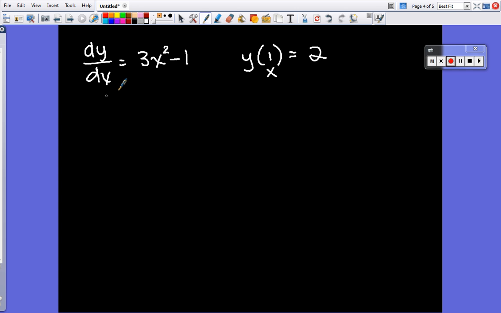Well, we've already gone through, and I won't do it again, finding the general solution of the differential equation, and we found that it was x cubed minus x plus c. In order to find the actual or particular solution to this given specific condition, this initial condition, we now have to substitute in 1 for x and 2 for y and solve for c. So let's see what happens when we do that.